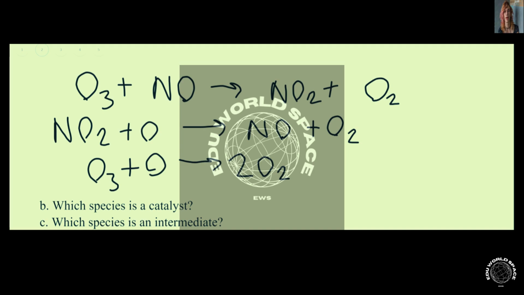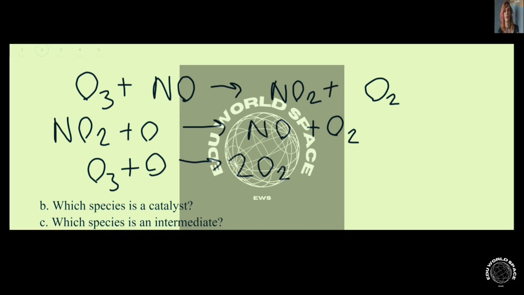So let's add them together to get the overall reaction. Now, NO appears on both the reactant and product side, and so does NO2. So those two are going to cancel out, and we're left with O3 plus O yields 2O2. So that's the answer to A. That's our overall balanced equation. And then in B, we're asked which species is a catalyst.